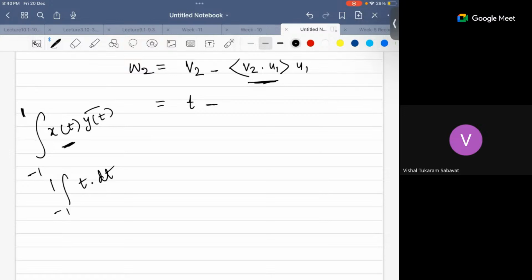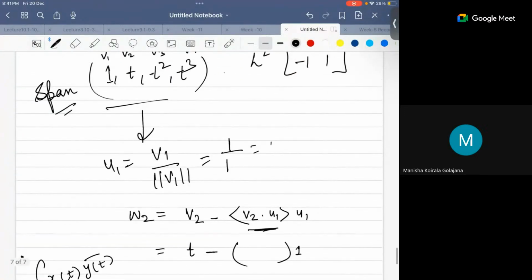Just a minute. So it will be t square by 2 from -1 to 1. Whatever the value that you'll be getting, you'll be writing here times 1. Correct? I guess you'll be getting 0. Okay, one more second, we have made some mistake. The norm of v1 will be 2.